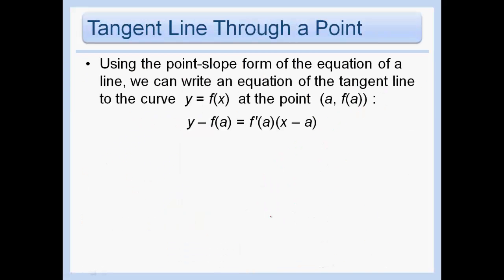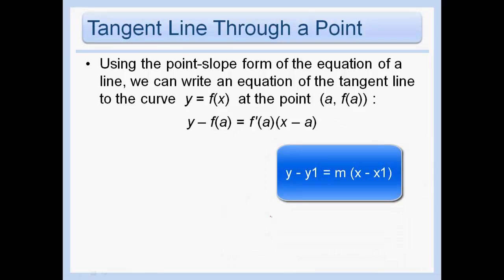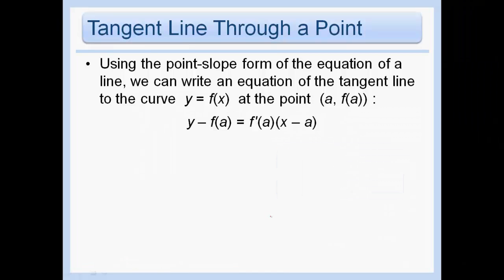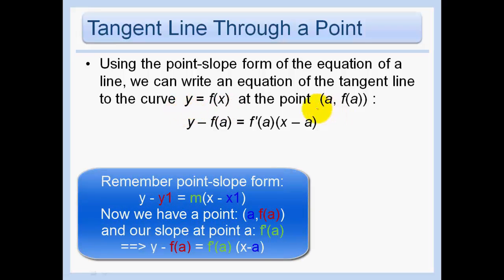The point slope form is y minus y1 equals the slope times x minus x1. We can write an equation of the tangent line to the curve. So we have this function and we have a point, and we know our slope can be given by the derivative now. So we can find the equation of the tangent line through a point.